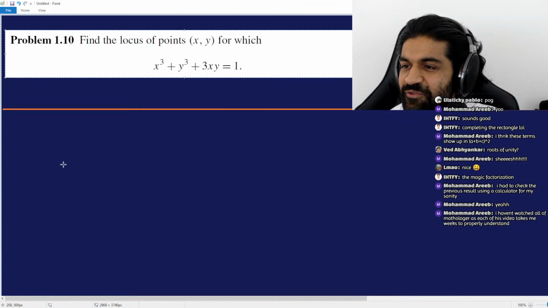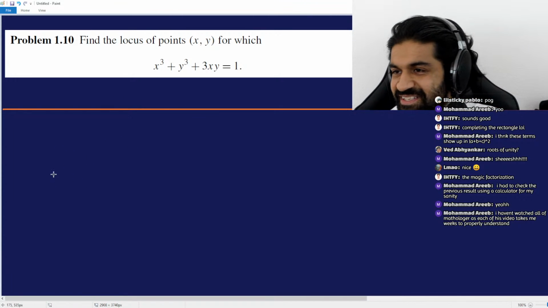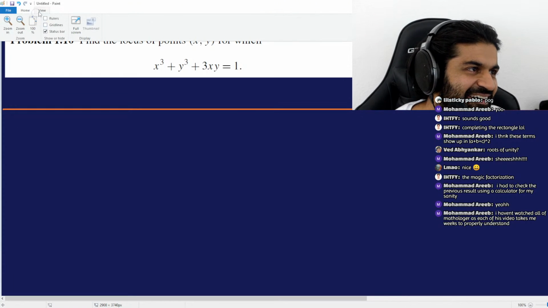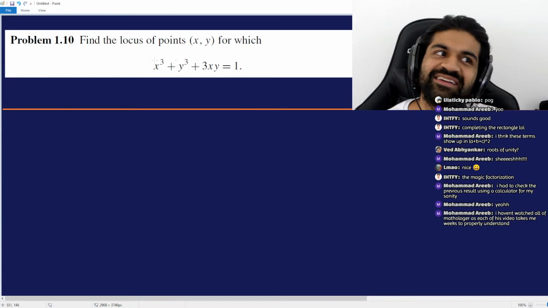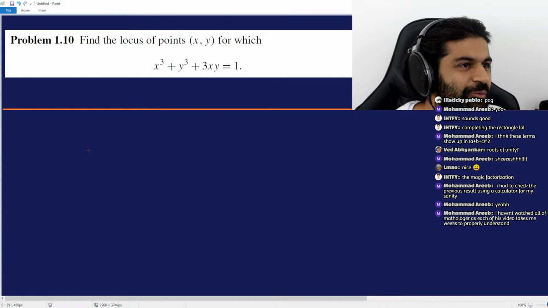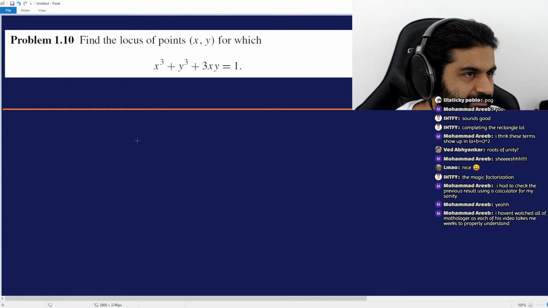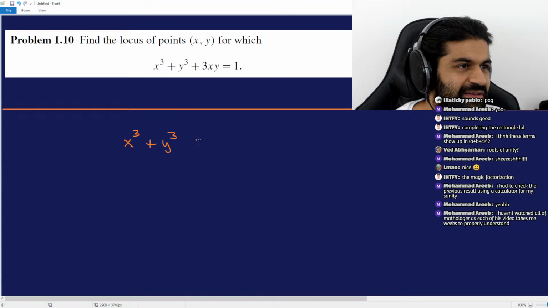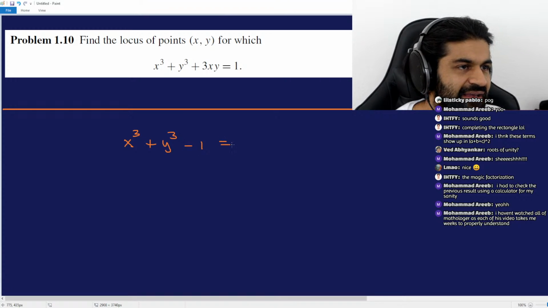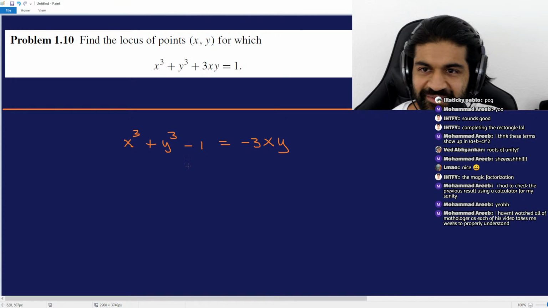But in any case, we want to find the locus of points x, y for which this holds. In other words, we want to just find all solutions to this equation. I can already see it, right? So basically, here we have x cubed plus y cubed minus 1 is equal to minus 3xy. Agreed?